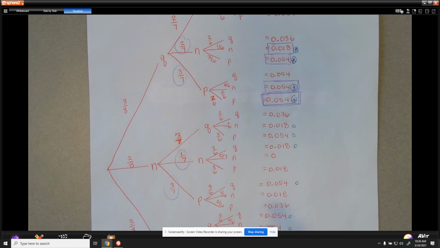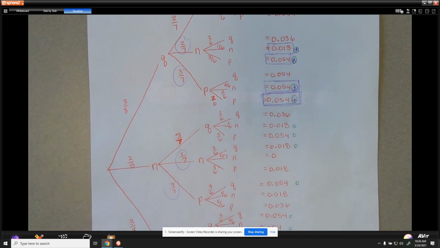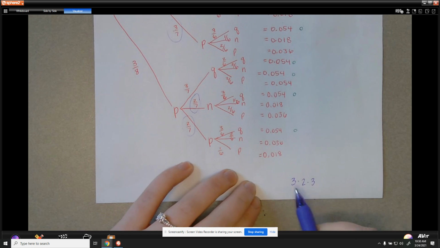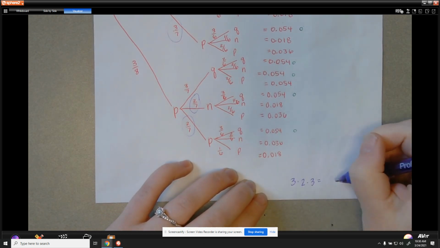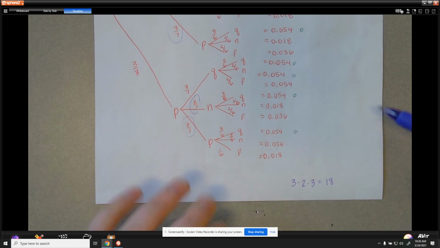18 choices, because that's 3 quarters, 2 nickels, 3 pennies. 3 times 2 times, sorry, what am I saying? 3 times 2 times 3. I'll write that out here. 3 quarters times 2 nickels times 3 pennies is 6 times 3, which is 18. So we have 18 total possibilities of coins that I could grab, which is all shown here.